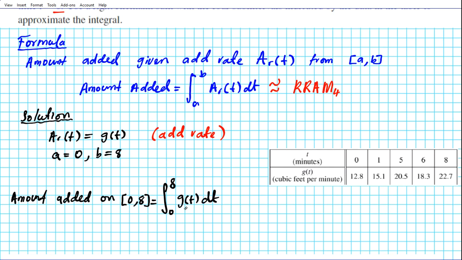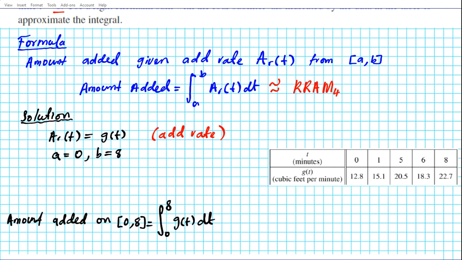Now, had we been given the g of t function, we could find the exact amount added. But when you're given a table and you want to find an integral, you have to use an approximation. That's the only way you can do it, using whatever approximation method is specified. So this is the exact one. We cannot do this since we have a table, so we have to approximate using the specified method, which is the right Riemann sum in this case, with 4 subintervals.